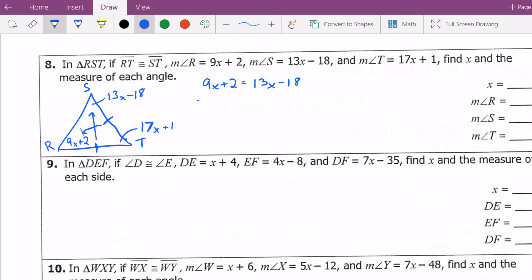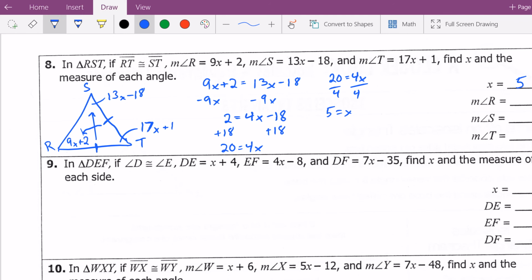So then I end up solving this problem. Subtract 9x from both sides. We get 2 equals 4x minus 18. Then add 18. And 20 equals 4x. Next step is to divide by 4. So 20 divided by 4 ends up giving me that 5 equals x.